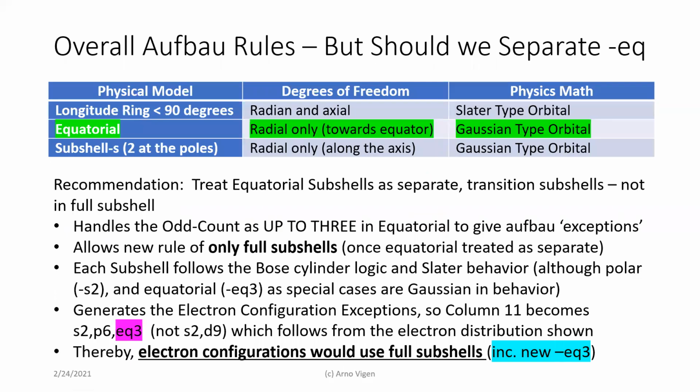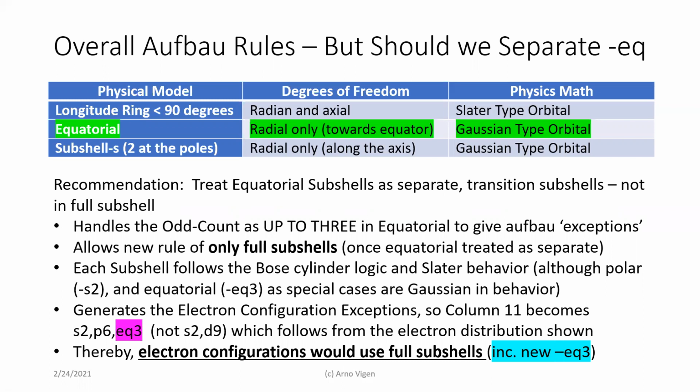Now, overall, this logic will change the off-ball rules, the strict ones that we go by. You see, we have 3 types. We have the longitudinal rings at less than 90 degrees. Those are both radial and axial and are Slater type orbitals. The equatorial is radial only and Gaussian types, and subshell S, also 2 at the poles in the other way, is also radial only because there's no axial electrons, others. It's only 1 in each shell.